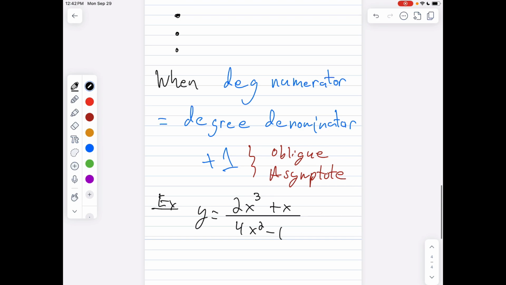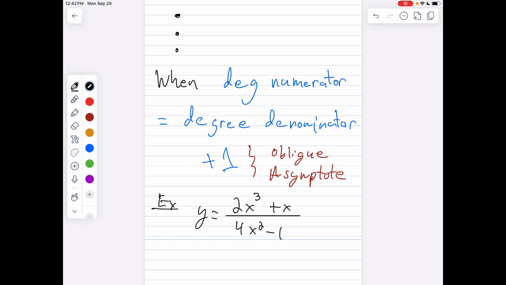I get this question though about what I've heard of when the degree of the numerator is 1 degree higher than the denominator. So an example here is y equals 2x cubed plus x, that quantity divided by quantity 4x squared minus 1. The highest power on the numerator is 3, on the denominator is 2. You do not have a horizontal asymptote. What you have is what we call an oblique asymptote.